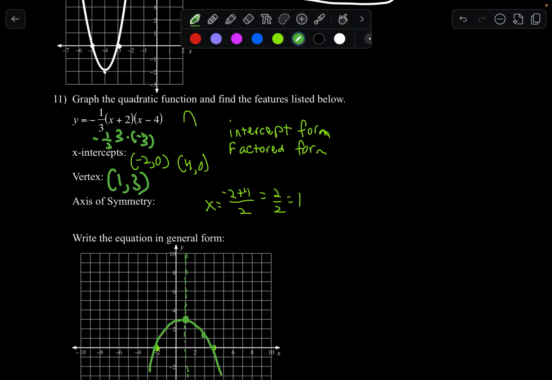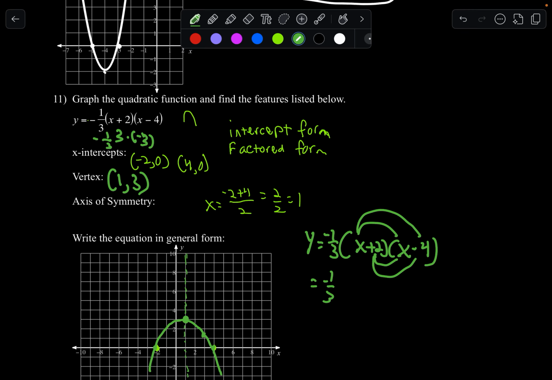And then write the equation in general form. Well, that means we're going to have to expand, multiply out the whole negative 1/3, parentheses, x plus 2, x minus 4. FOIL it, first, outer, inner, last, gives us negative 1/3, x times x is x squared, x times negative 4 is negative 4x, 2 times x is 2x, and 2 times a negative 4 is negative 8, or minus 8.